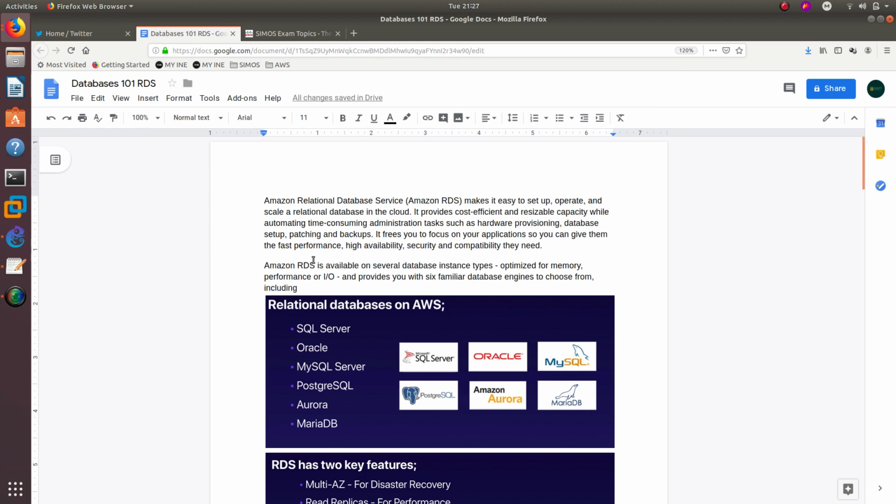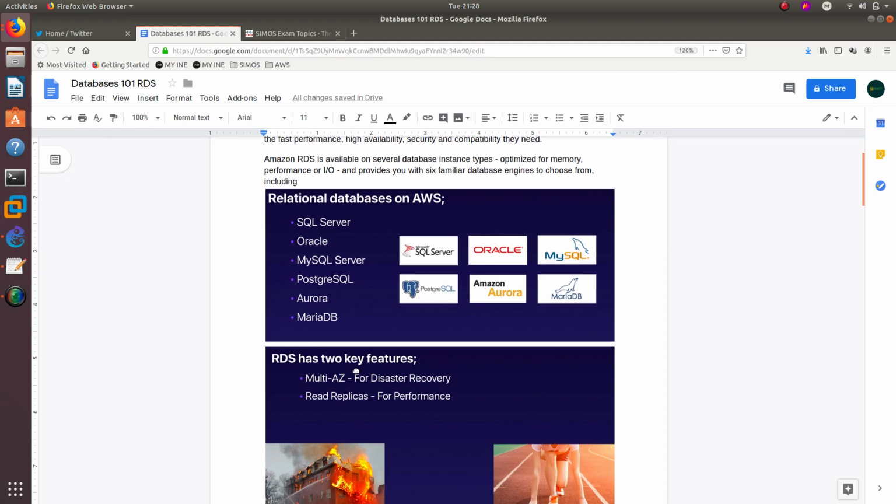And Amazon RDS is available on several database instance types, optimized for memory, performance, or IO, and provides you with 6 familiar database engines to choose from, including the following. The first one is SQL Server, Oracle, MySQL Server, which we're going to be using in my next video, where we are going to be deploying a WordPress website and we're going to be using MySQL Server. We also have PostgreSQL, Aurora, which is the Amazon database, and MariaDB.